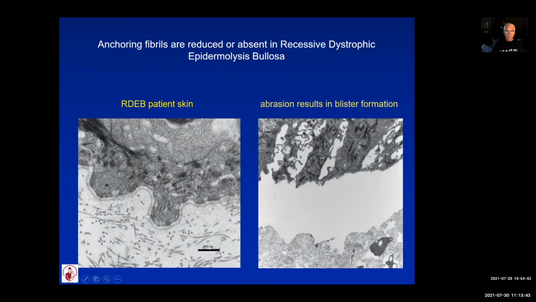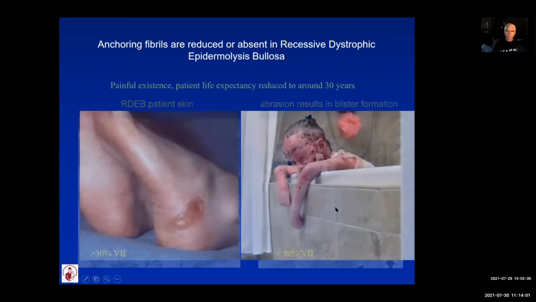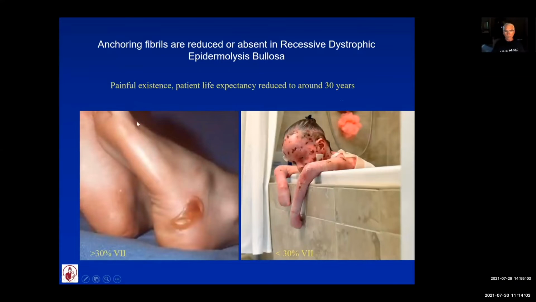Should you rub the skin of a person with recessive dystrophic epidermolysis bullosa, even gently, it will form a blister, a separation between the epithelium and the dermis at the plane of the anchoring fibrils, just below the basement membrane. Individuals who are somewhat mildly affected may just have a few blisters on their bodies. These individuals likely have a little bit more than 30% normal collagen 7.